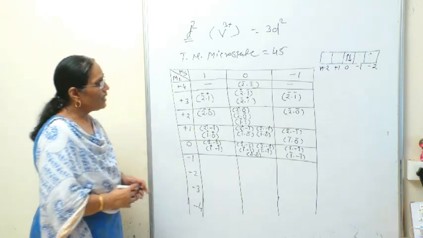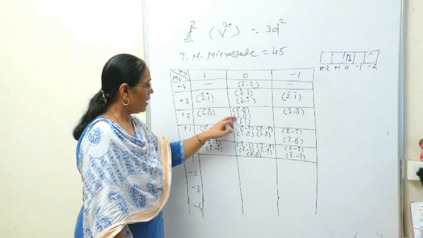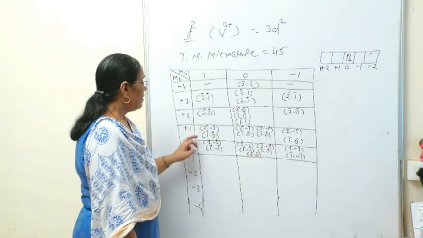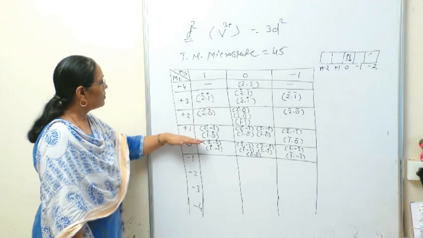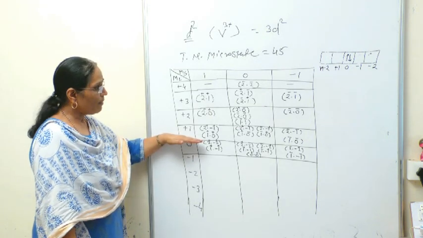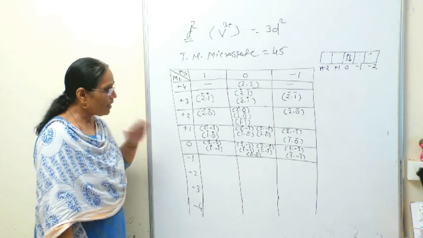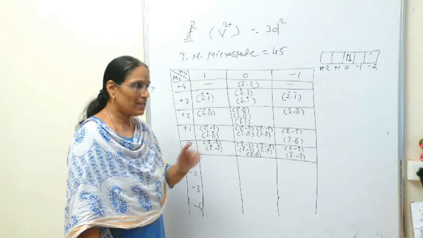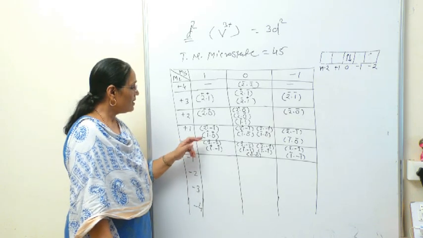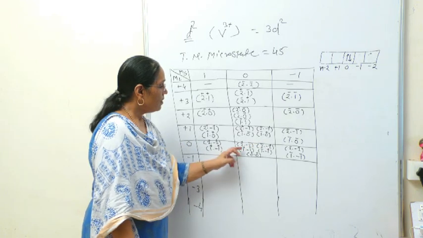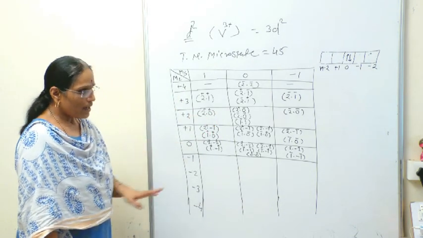In this way we have obtained a total of 18 microstates for plus 4 to plus 1 ml values, and the same 18 microstates for minus 4 to minus 1 ml values. So 18 plus 18 is 36, and then adding the remaining 9 gives 37, 38, 39, 40, 41, 42, 43, 44 and 45. So a total of 45 microstates are possible.